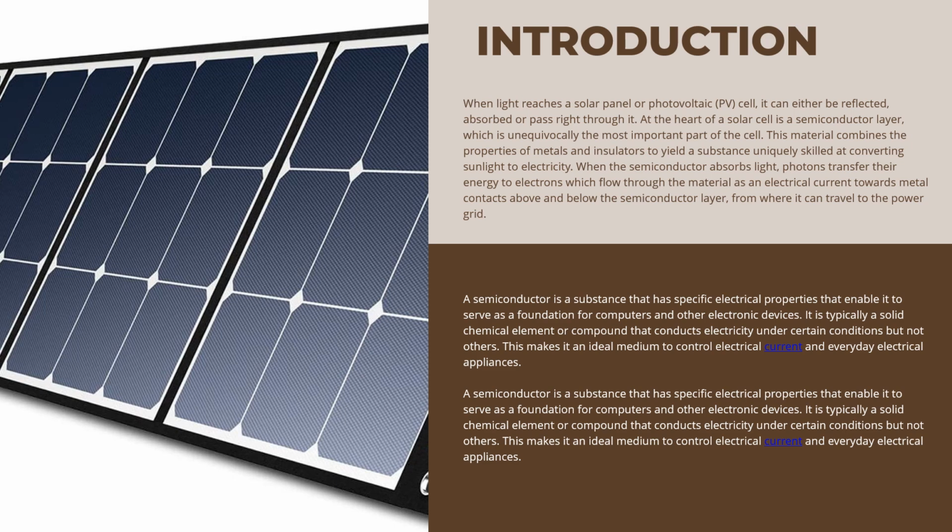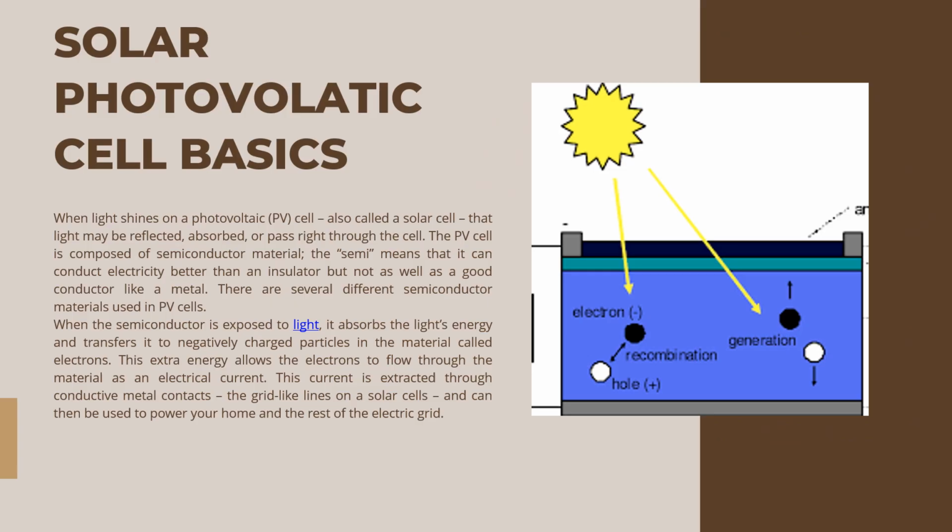So about the semiconductor, it is a substance that has specific electrical properties that enable it to serve as a foundation for computers or other electronic devices. It is a solid chemical compound that conducts electricity under certain conditions but not others. So this is a semiconductor, and the sunlight falls on the semiconductor, the solar panel. So this is the basic.